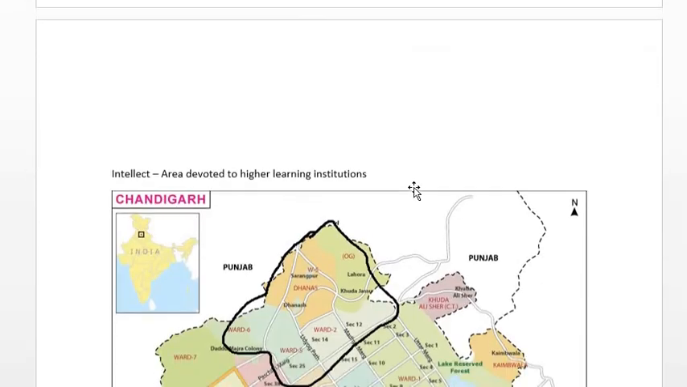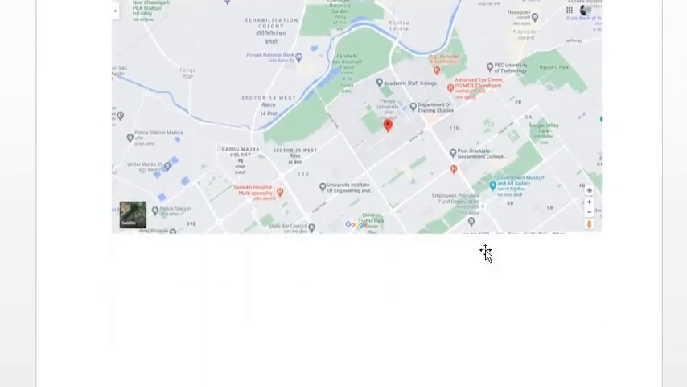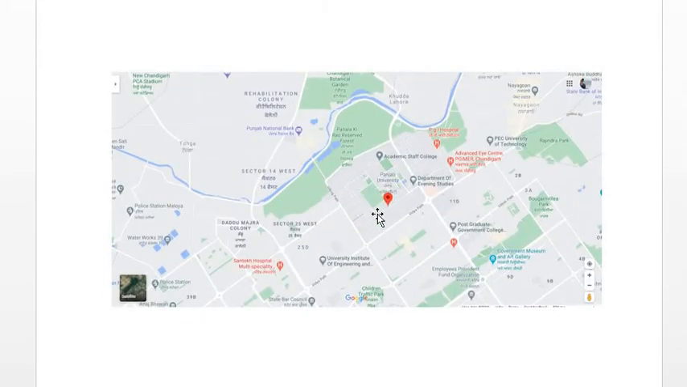And coming to the intellect of Chandigarh. The intellect is the area dedicated to the higher education institutes in Chandigarh, where there is a concentration of higher educational institutions. If we look at the map, we can find Punjab University located in this area, and the University Institute of Engineering and Technology. PEC University of Technology is also located here. There are also other medical institutions in this area. So this area represents the intellect of Chandigarh.